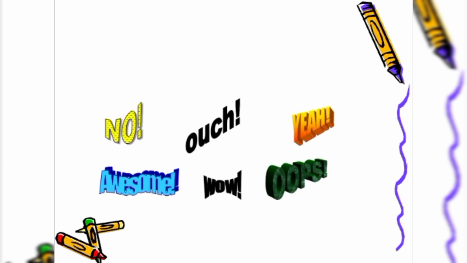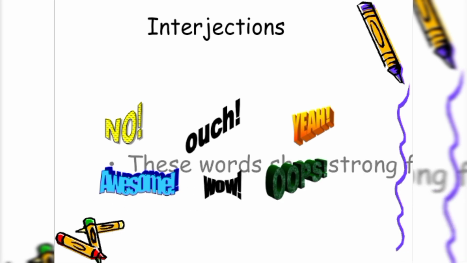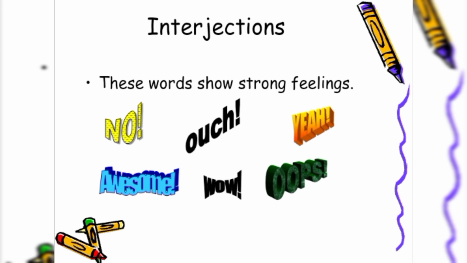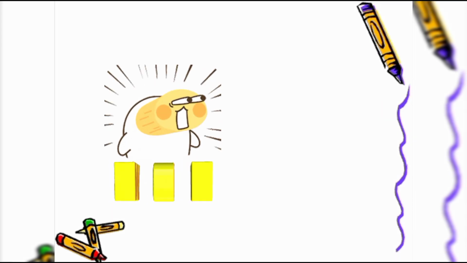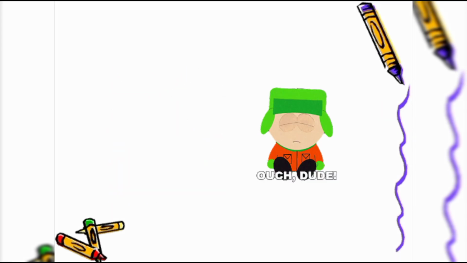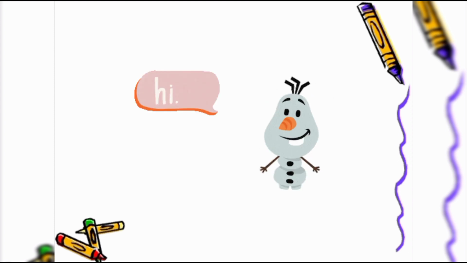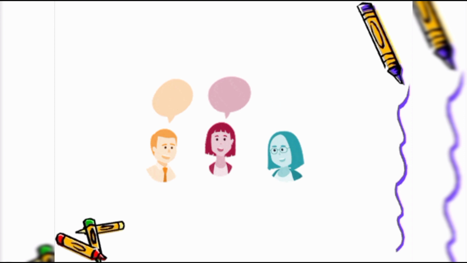Now let's see interjections. They are like the little emotions in our sentences. Interjections are words or phrases that express strong feelings or emotions. They add emphasis and color to our language. For example, wow expresses surprise or amazement, while ouch shows pain or discomfort. Interjections can also be used to greet someone like hi or hey. They help us convey our emotions and make our conversations more lively.